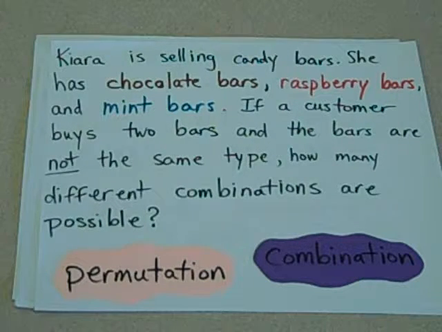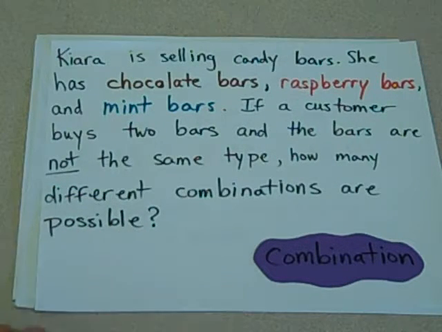Well, let's examine. If I'm identifying keywords and information, I know that there are 3 different types of candy bars. A customer's buying 2 of them and they cannot be the same. So, I'll try one. Guess and check and see what happens. Chocolate bar and raspberry bar. Well, if I choose the raspberry bar first and then the chocolate bar, do I have different candy bars? No, I still have chocolate and raspberry. So in this case, if you said combination, you are correct.